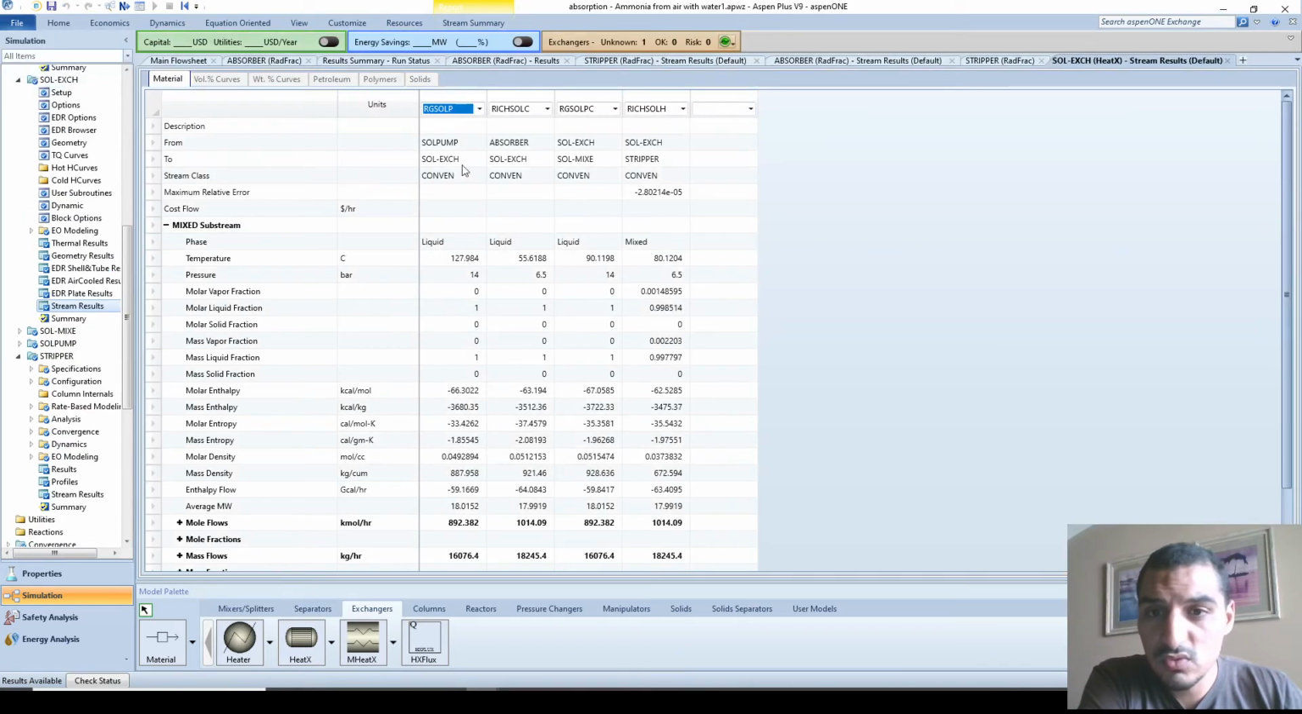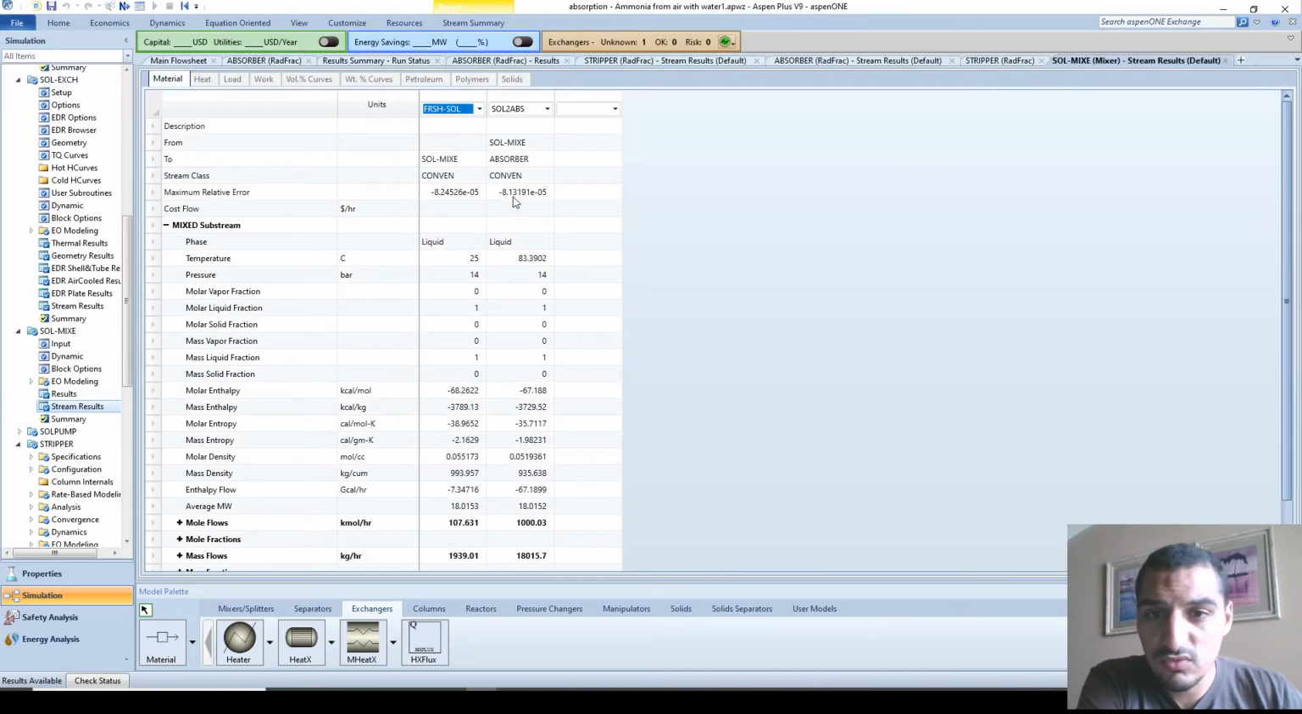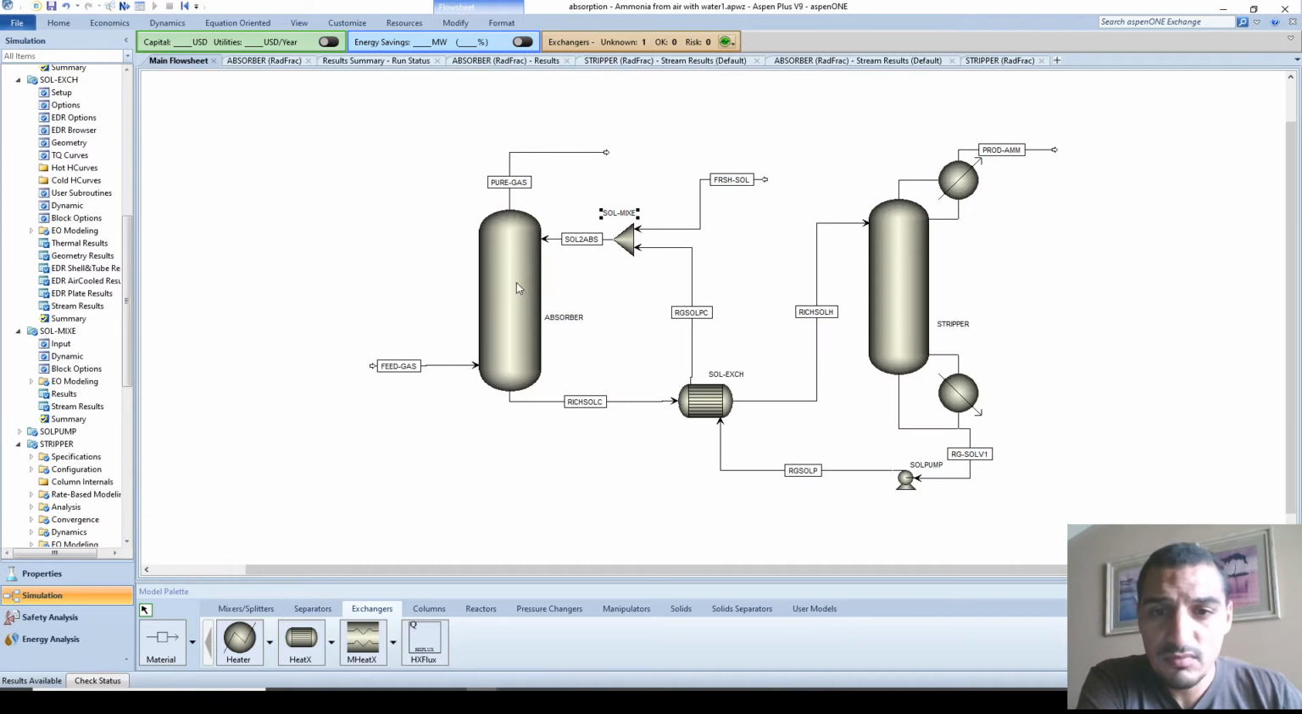So the temperature was 127 for the regenerated solvent, and it's coming out as 90. So I have almost 30 degrees. It's more than 30. It's 37 degrees Celsius less temperature of the stream. And for the mixer, I think it's gonna be 90 something as well for the output stream, which is the solvent. It's 83, so it's way less than it was before. It's almost 30 degrees less.